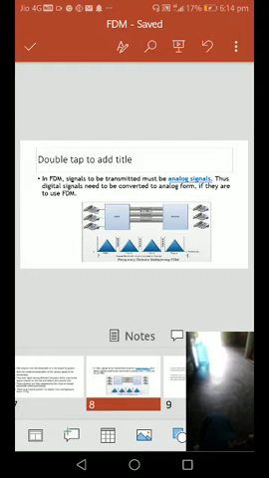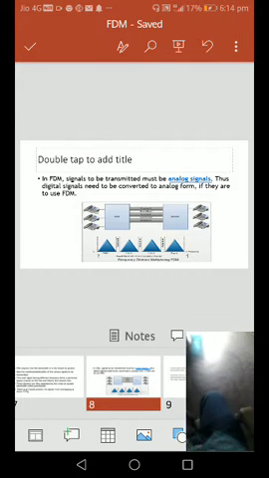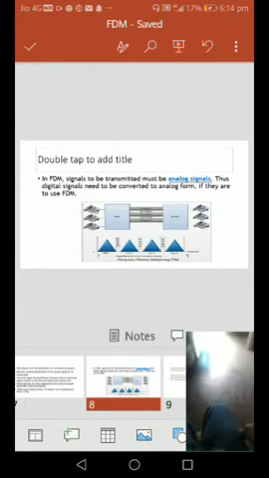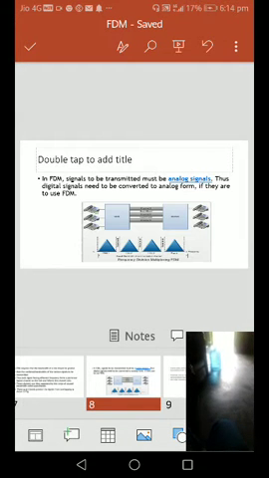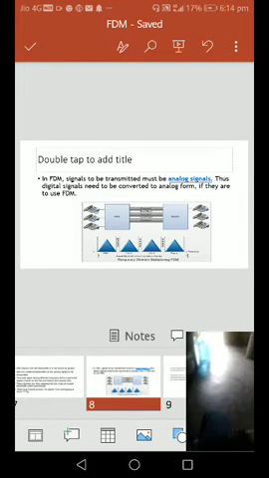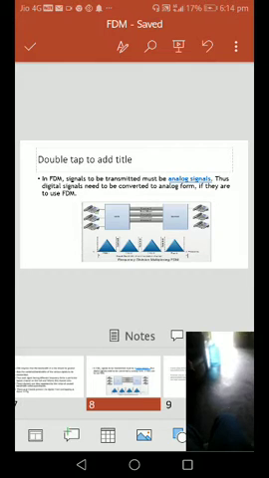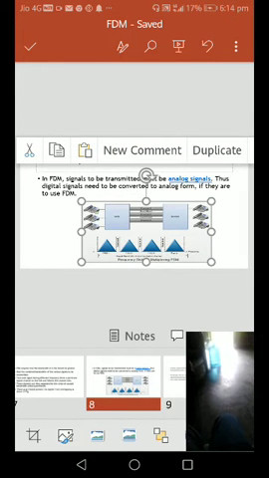In FDM, the signals to be transmitted must be analog signals. Only analog signals can be transmitted. This technique can be used only for analog signals.